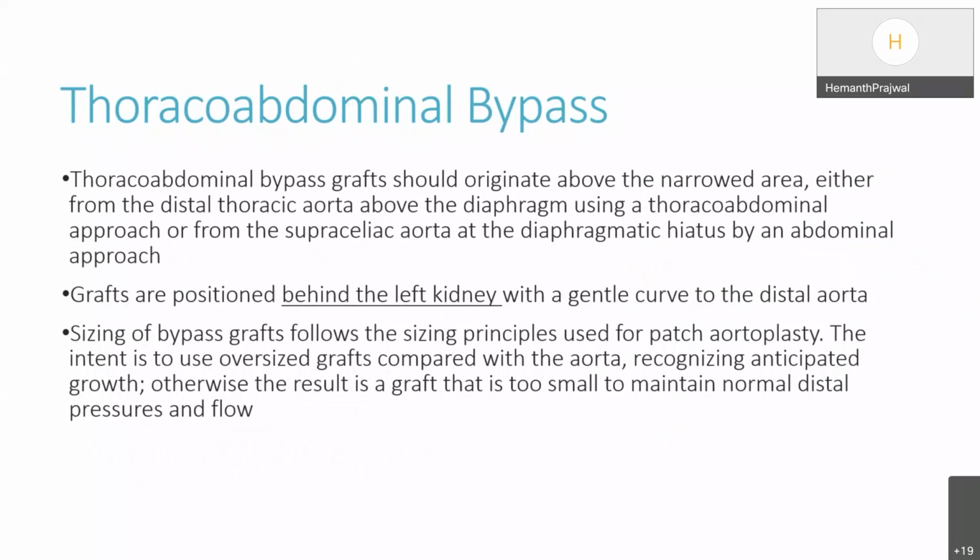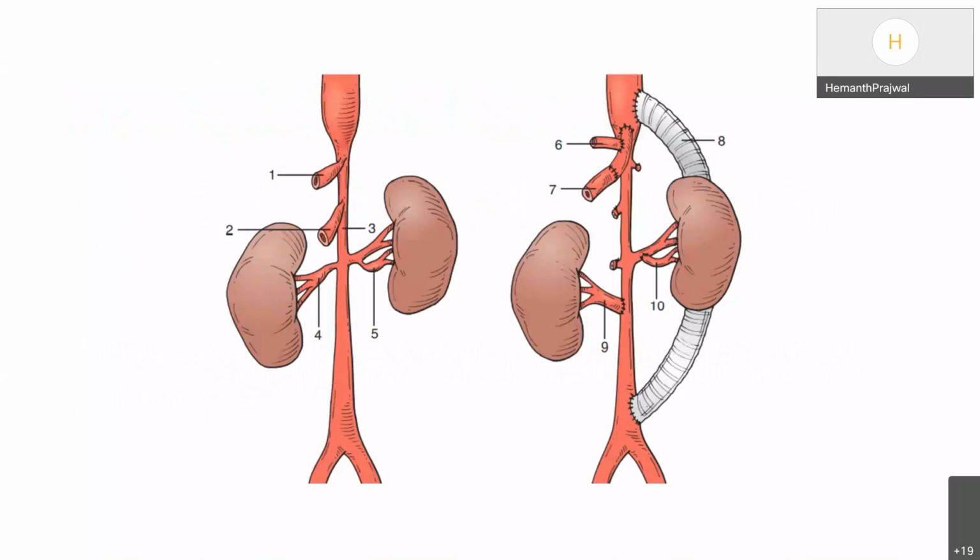Grafts are positioned behind the kidney with a gentle curve to the distal aorta. The sizing of the grafts follows the sizing principles used for patch aortoplasty. The intent is to oversize the graft compared to the aorta, in recognition of the anticipated growth of the child's aorta. Otherwise, the resultant graft may be too small to maintain the distal pressures and flow, requiring a reoperation. As seen, it is gently curved and placed behind the left kidney.